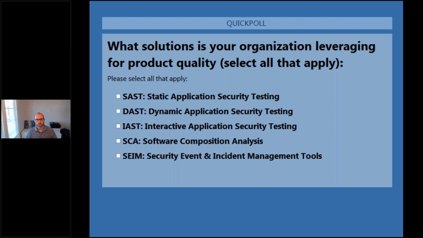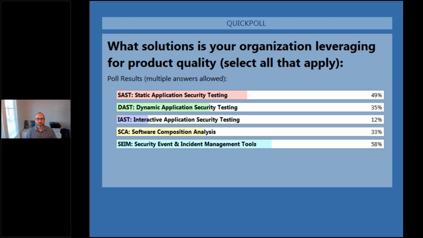Okay, I'm going to go ahead and close the poll now. And here are the results. Looks like the majority of folks are using security event and incident management tools, followed closely by static application security testing. Alex, did those results jive with what you're seeing in the marketplace right now? They do, actually on both ends, so it's good to see.